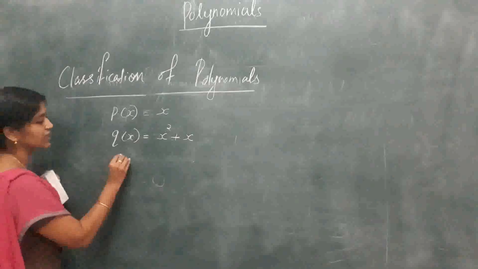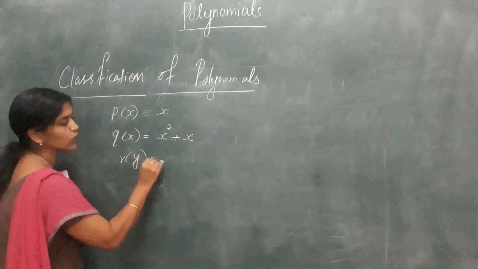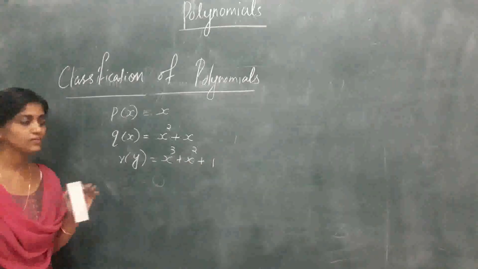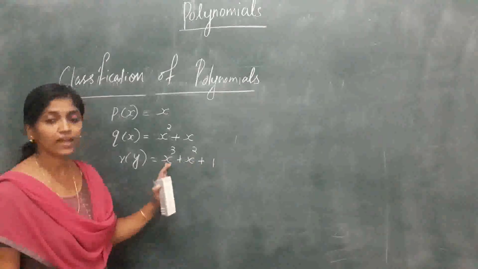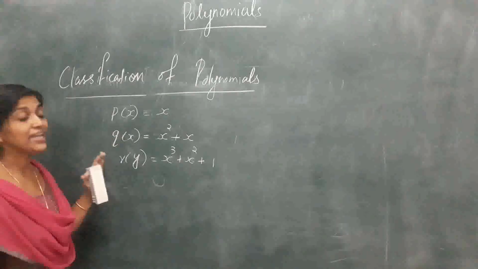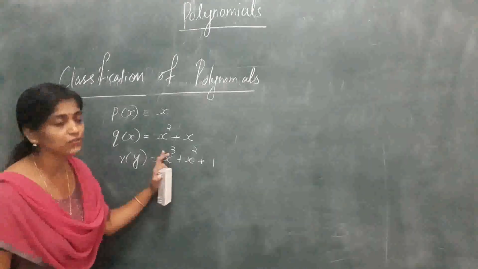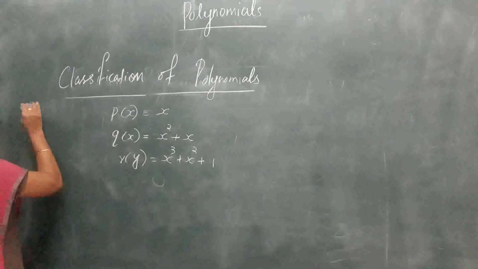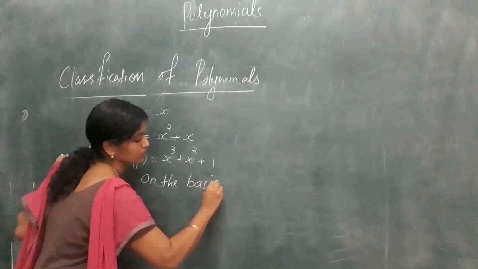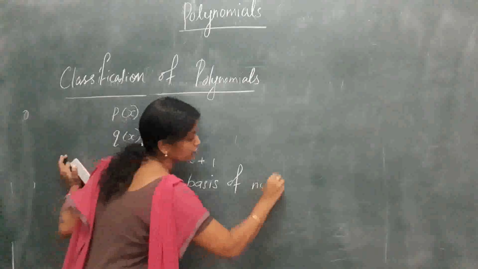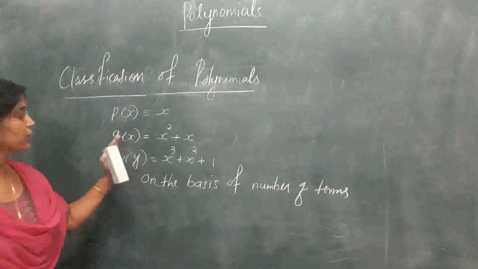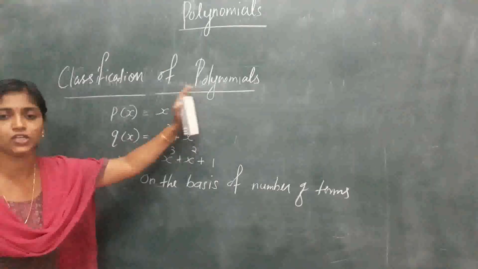Now I can take another example, r of x equal to x cube plus x square plus 1. How many terms does it have? It has 3 terms. So on the basis of the number of terms, we can classify polynomials. On the basis of the number of terms, we are classifying the polynomials.